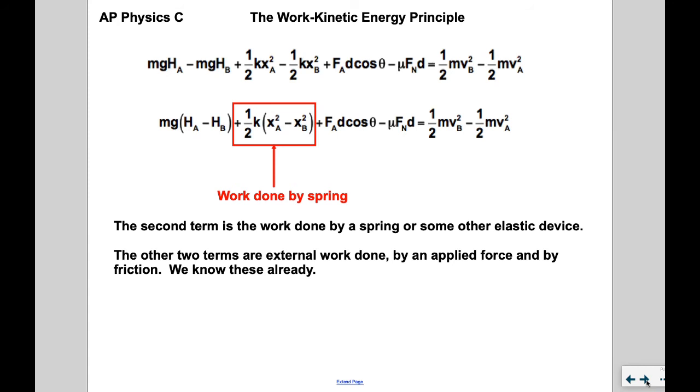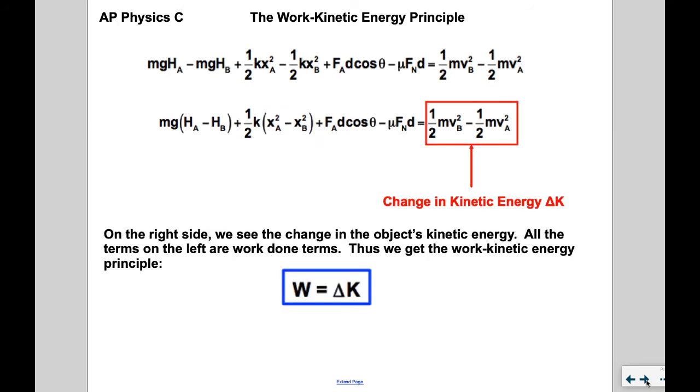So we do want to make that distinction, work done by the spring and work done on the spring. The other two terms here, F_A d cosine theta and mu F_N d, are no different than they were before. We're familiar with those already. So we'll move to the right side: 1/2 m v squared minus 1/2 m v A squared. This is effectively final kinetic energy minus initial. This is the change in the kinetic energy.